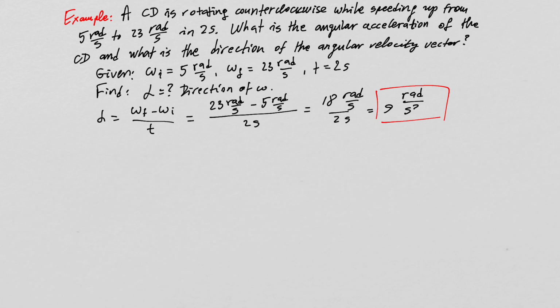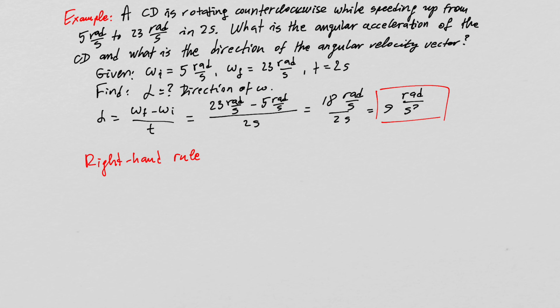Now let's look at the second part of the question. What is the direction of the angular velocity vector? For that, I'm going to use the right-hand rule. The right-hand rule was the following. For a rotating object, place the fingers of your right hand in the direction of rotation, and then the thumb of your right hand will point in the direction of the angular velocity vector.